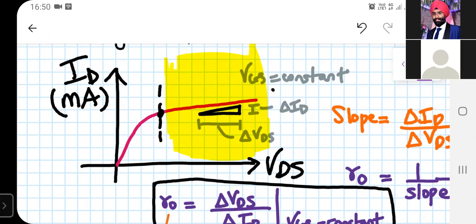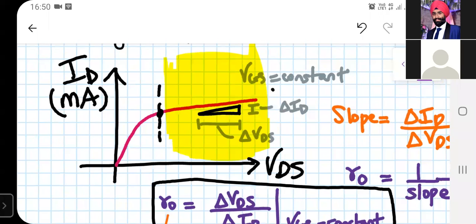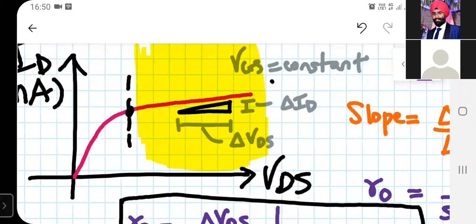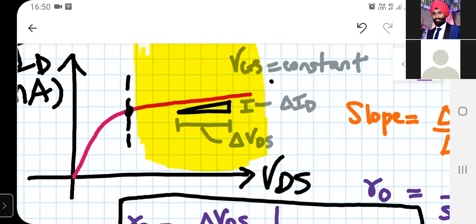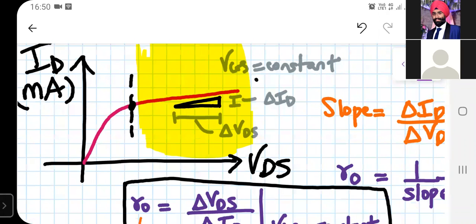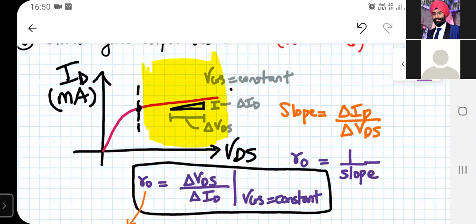it is slightly increasing. So the slope of this line in the saturation region, 1 upon slope, we call it rO. 1 upon slope we'll call it rO. What will be the slope? y2 minus y1 upon x2 minus x1.